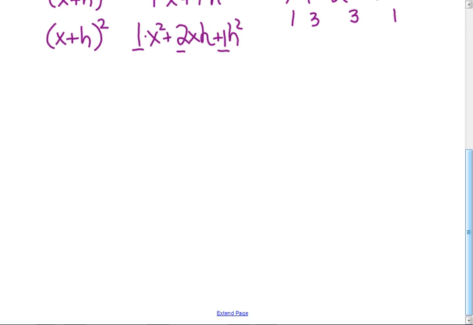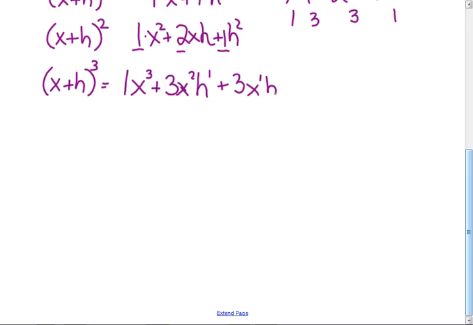And you'd have to prove this probably, forgot what it's called, proof by induction. But right now we won't. We're just going to observe. Okay? This is going to be 1x to the third plus 3x to the second, oops, forgot the h's. Remember, these exponents have to add up to 3, so it's h to the first plus 3x to the first, h to the second, plus 1h cubed.